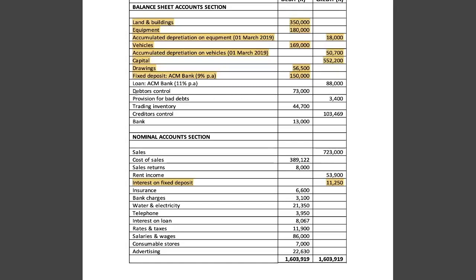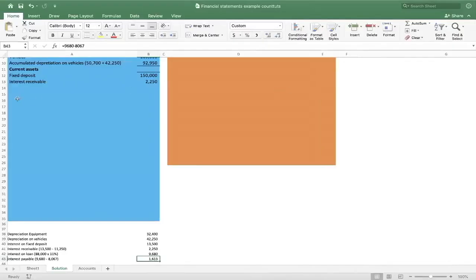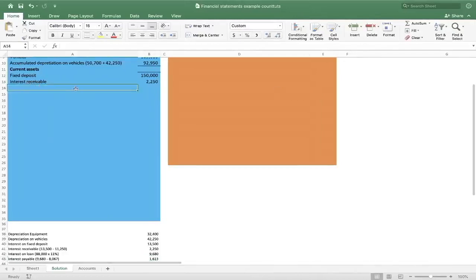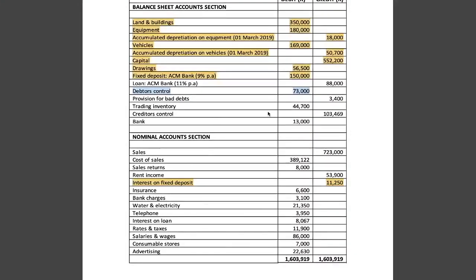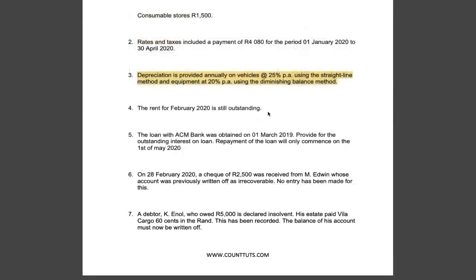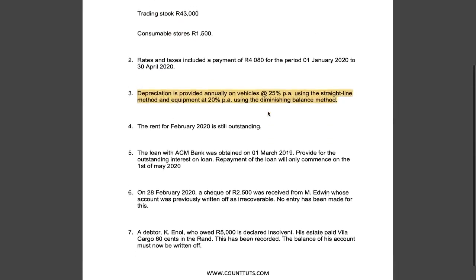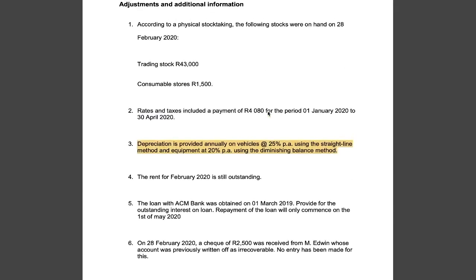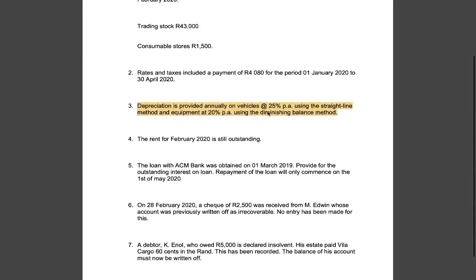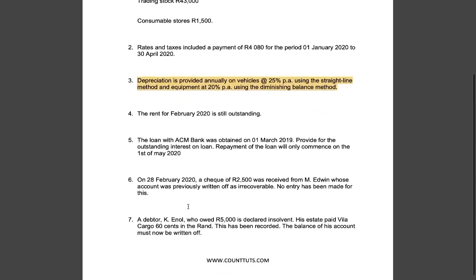The next thing that we have here is debtors control, and we have 73,000 Rand for debtors control. Now we know that debtors control is a current asset, so we should put it here, debtors control. And then if we go back here, we just need to go to our other information and see if there's anything pertaining to debtors control. So let's check. The main thing that will usually appear is that you had a bad debtor or you had a credit loss. So I'm sure it's also here.